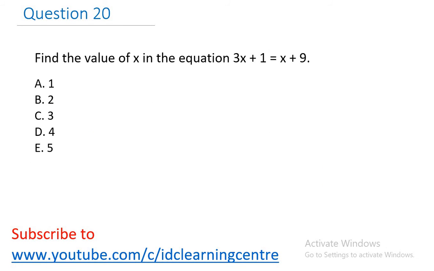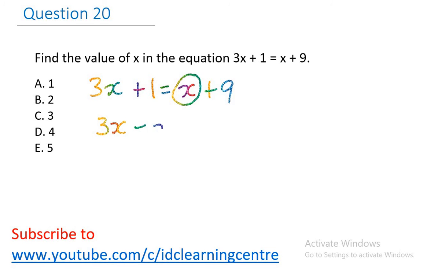Question 20. Find the value of x in the equation 3x plus 1 is equal to x plus 9. The first thing we need to do is to collect like terms. Move x to the left to meet 3x. This x is a positive value. As it crosses the equal to sign, it will change to minus x.